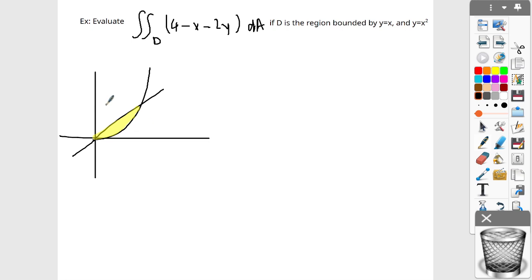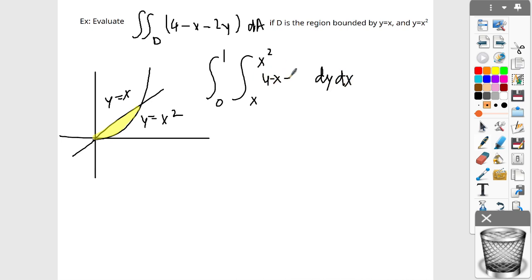So this is y equals x, this is y equals x squared, right? So we have an integral, we have an integrand now. So x to x squared, and 0 to 1 is what we decided. So it's dy dx, because the y's are functions, and then 4 minus x minus 2y.